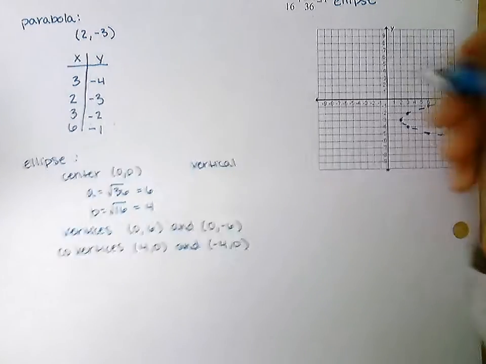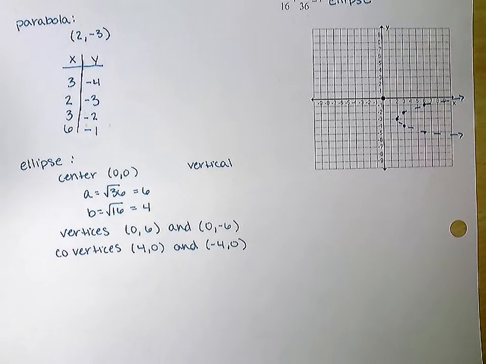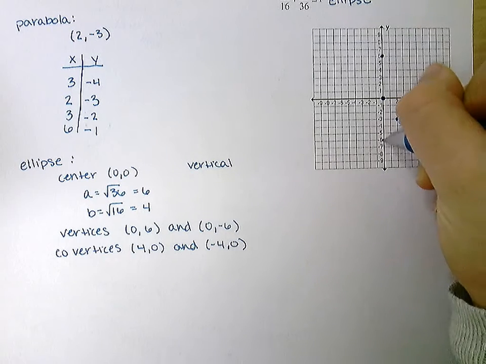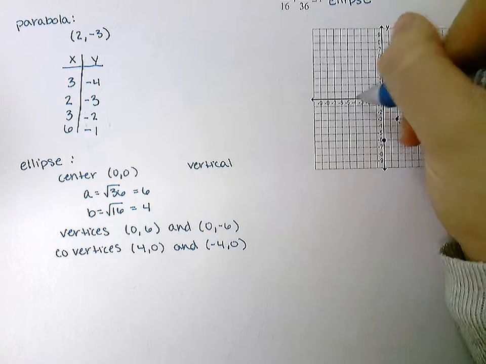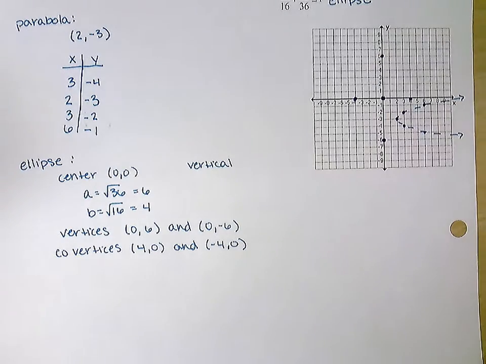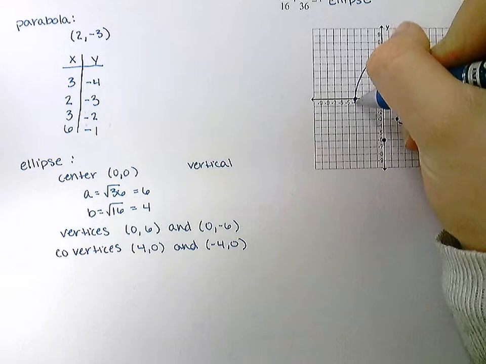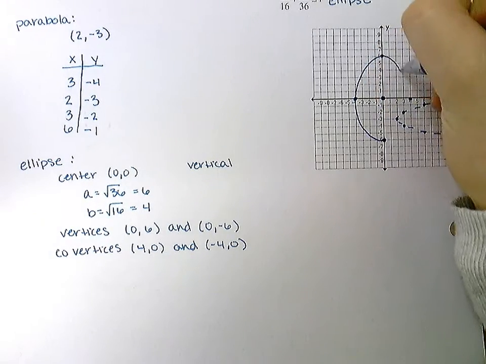Okay, so we can plot these points. Our center is at (0, 0). Our vertices are at (0, 6) and (0, -6). Covertices at (4, 0) and (-4, 0). This is a solid line. We can just connect those points.